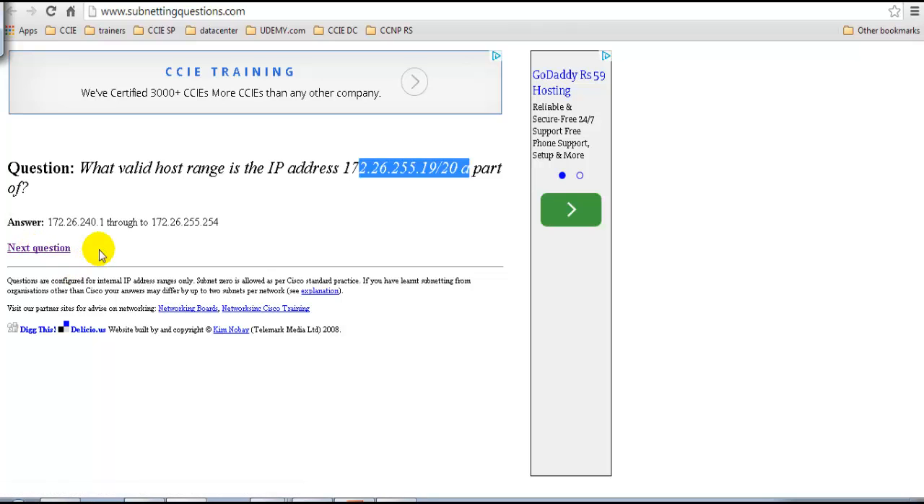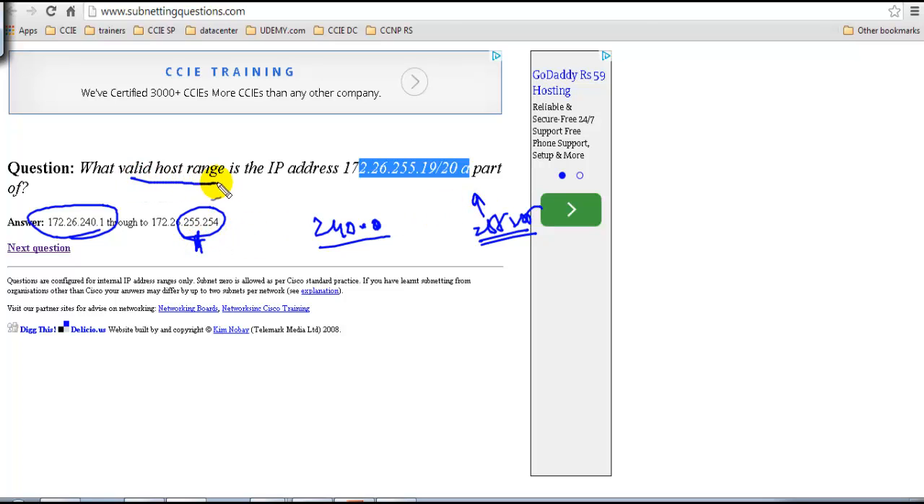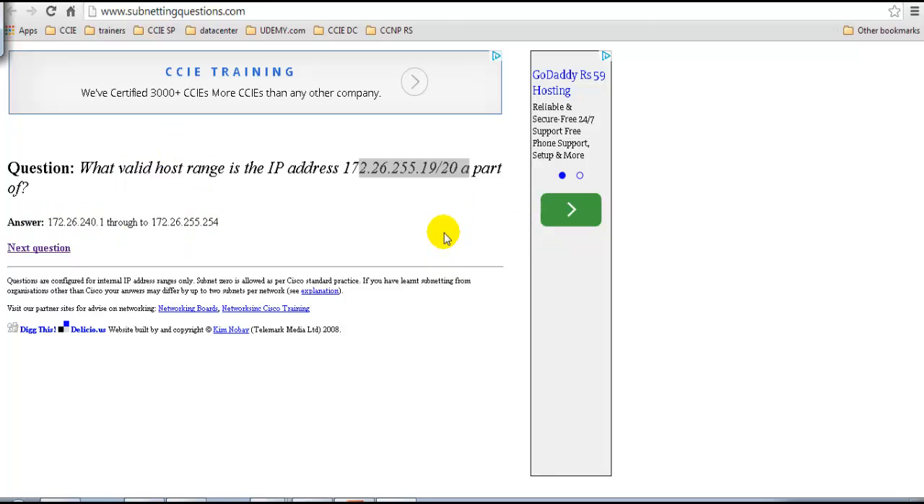Let me just reveal the answer. You can see this is the valid range. 240.0 is the network ID, which you cannot use, so the valid address will start from 240.1 and end at 255.254. You cannot use 255.255 because it's the broadcast ID. The question says valid host address, the addresses which you can assign to any device, so one address before. This is how the questions will be asked.